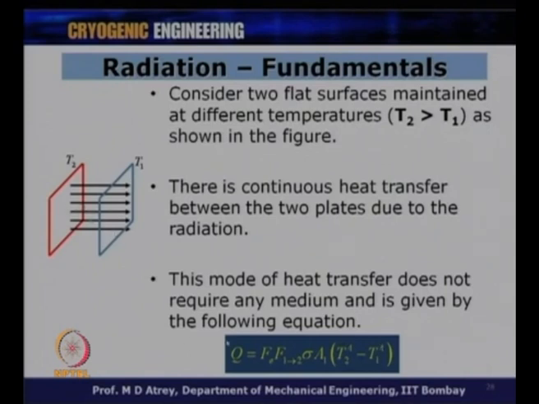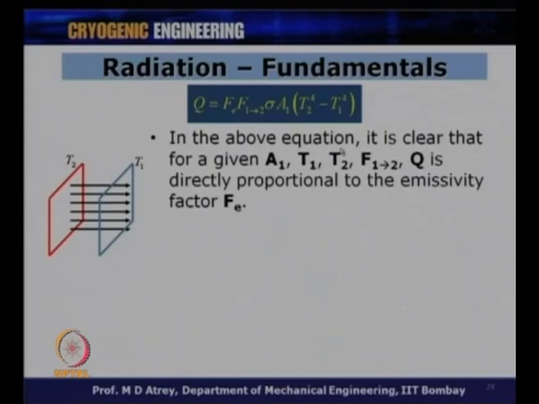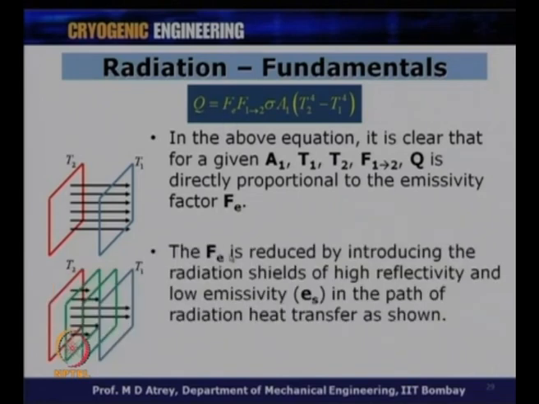That is the standard radiation heat transfer equation, and most of you know this, therefore I will not go into the details of the derivation; the basics are very straightforward. So, in the above equation, it is clear that for a given A1, T1, T2 and F12, Q is directly proportional to the emissivity factor Fe. If all these parameters are the same, Q is directly dependent on the parameter Fe, which is related to the emissivities of these two surfaces. Alright.